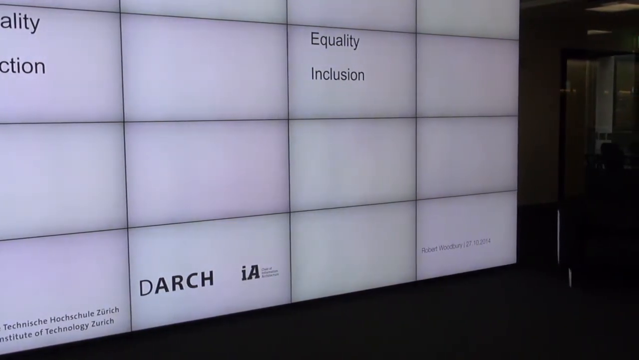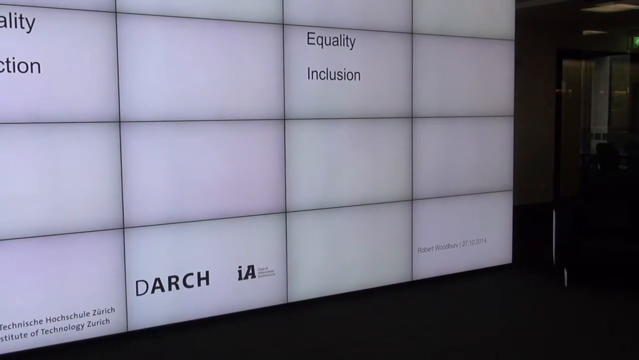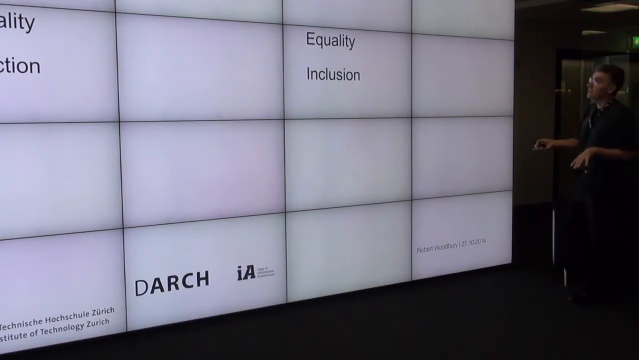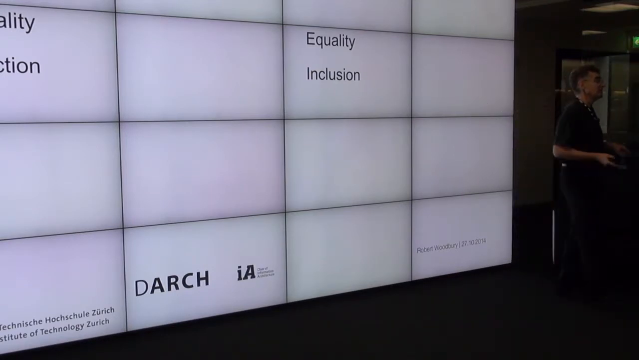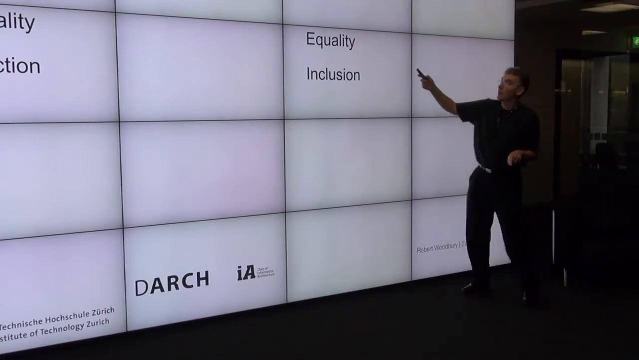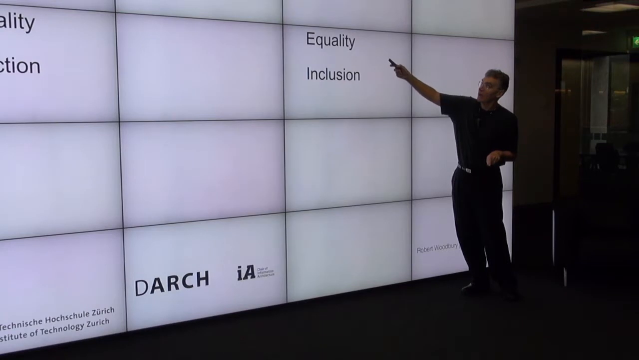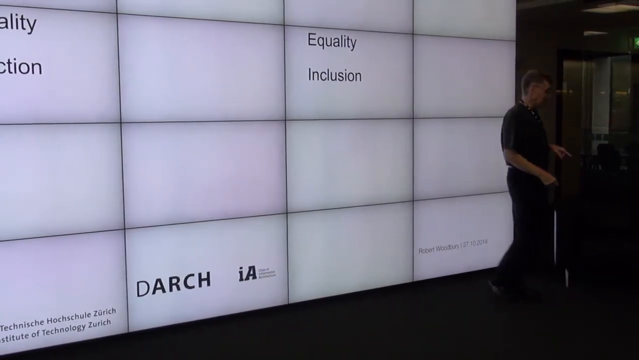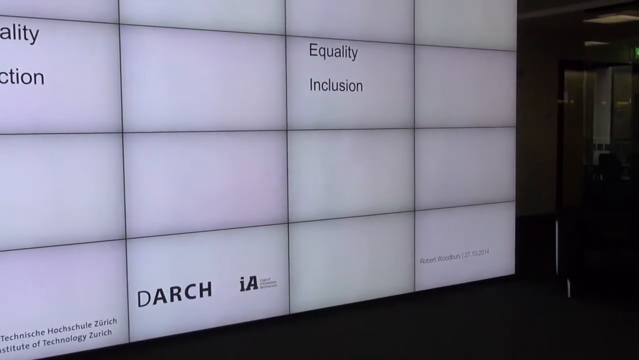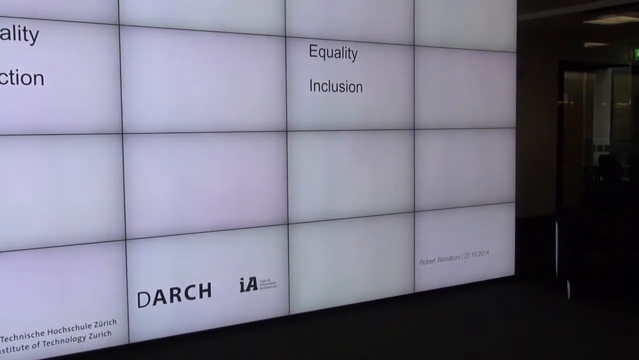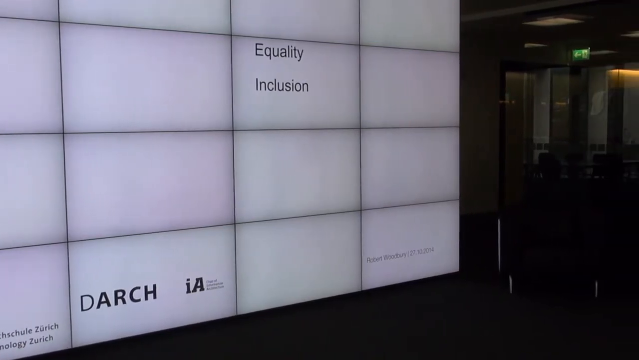Relatively equal distribution in power. It can never and probably should never be equal. And an inclusiveness in decision making. And the outcomes of social systems that demonstrate equality and inclusion are typically cities that develop as better places to live.